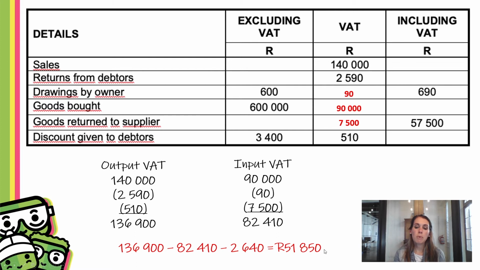So if you get a positive answer, it's payable. If you get a negative answer, it's receivable. And it's very important to read the question, because sometimes they want you to indicate after you've gotten the 51,000 that it's either payable or receivable.